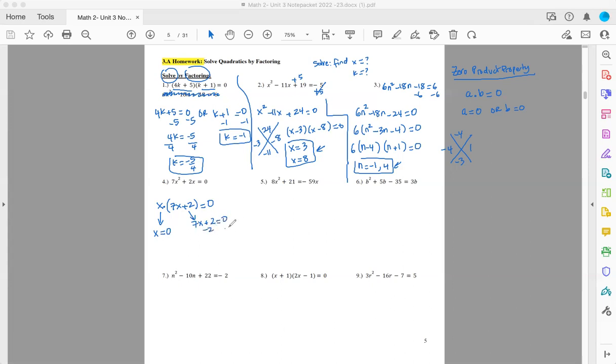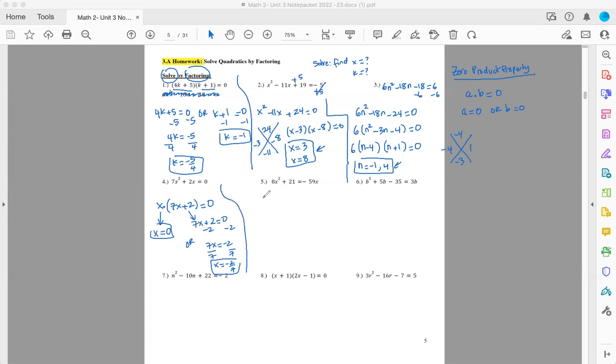And by solving for x here, we subtract 2, we get 7x equals -2. And therefore, by dividing by 7, we get x equals -2/7. So these are our 2 possible values. Remember, we're saying this or that, right? And mathematically, or is, as we said in class, an inclusive or. That means either the first is 0, the second is 0, or both of them could be 0. Both factors could be 0.